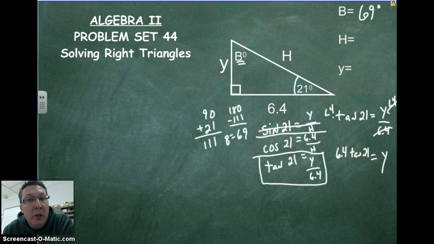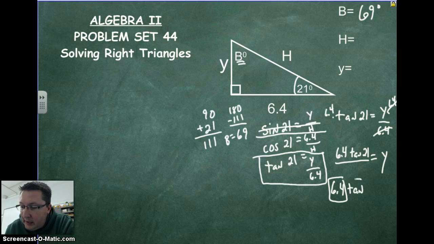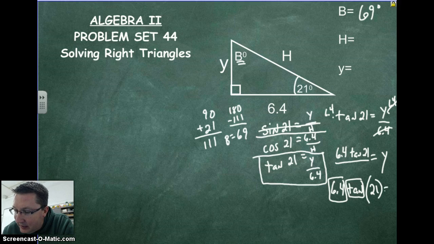This is something we did in lesson 43. If you remember, to solve this 6.4 tan 21, all I need to do is type that in my calculator, just as it's written, if you're using one of the calculators I have in class. So I'm going to type 6.4, and then I hit that tangent button. When I hit tan, it's going to give me an open parenthesis, and then I type 21, close parenthesis, and then hit equals. When you type that in, you're going to get approximately 2.46 for y.